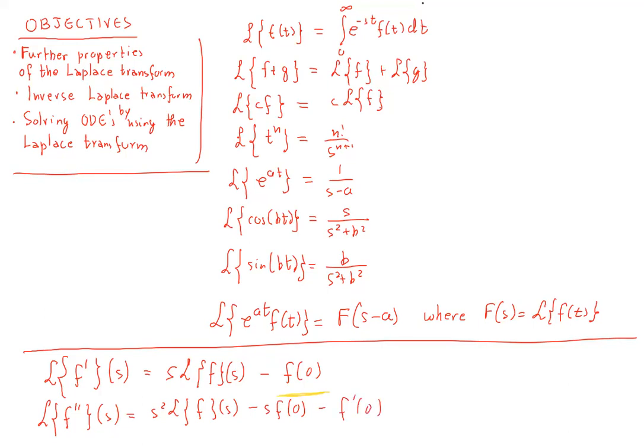So that's the, and then you can tell from this what the general pattern is going to be. If you want to take the Laplace transform of the third derivative, then you will have s cubed times the Laplace transform of the function minus s squared times f of zero minus s times f prime of zero minus f double prime of zero. And the story keeps going.